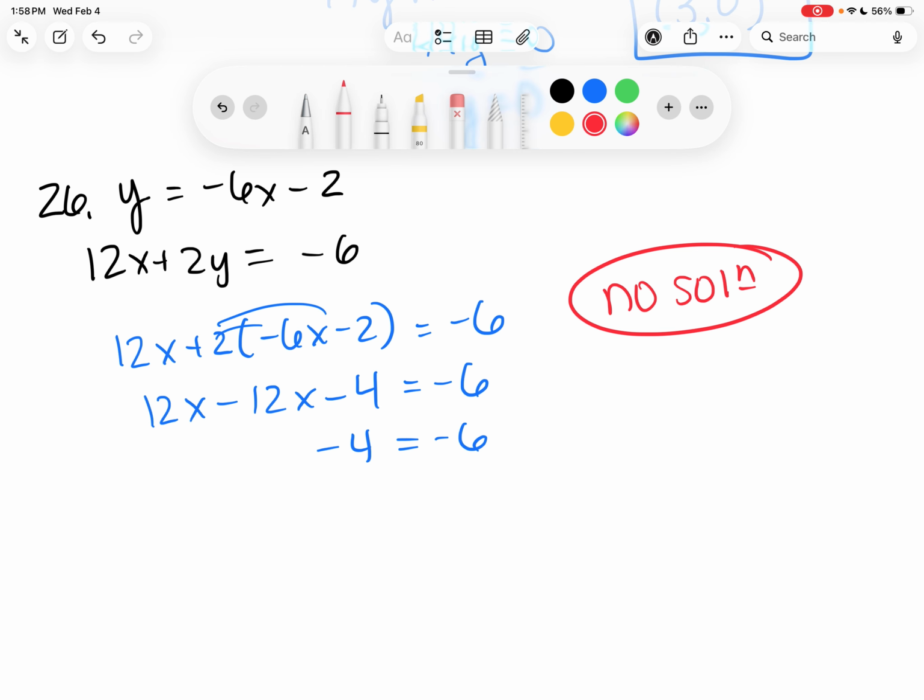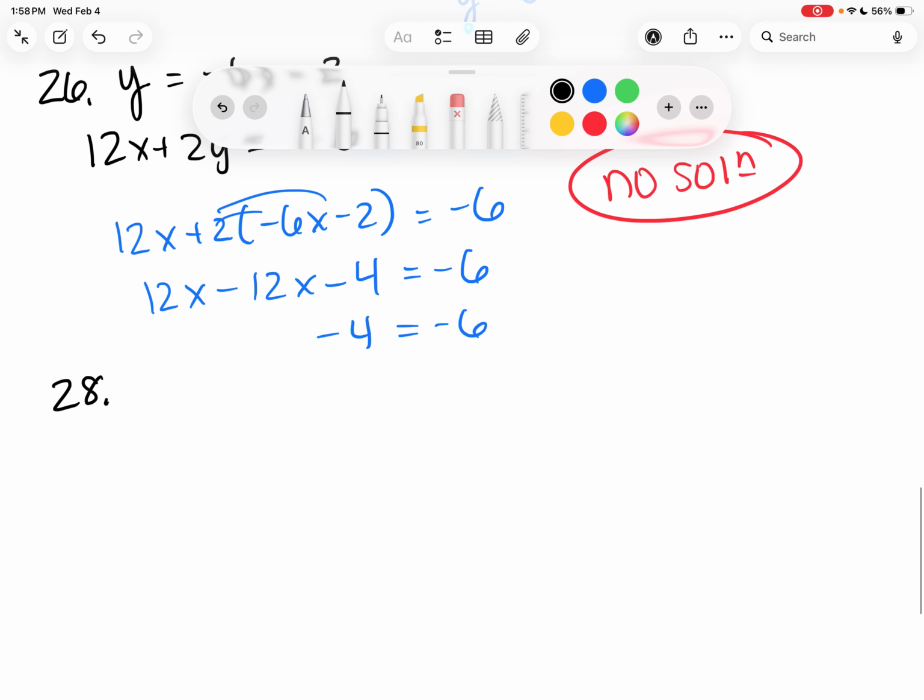Let's do 28 and see how we do with this one. Again, you can use whatever method you want. 4x plus 3y equals 27, and 4x minus 3y equals negative 27. So take a minute and do that one. Again, you can use whatever method you want.